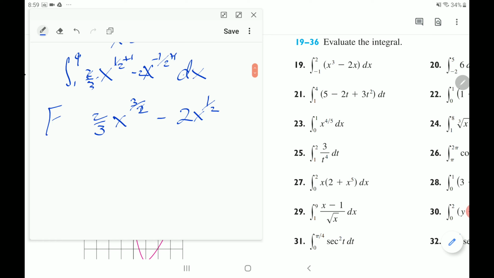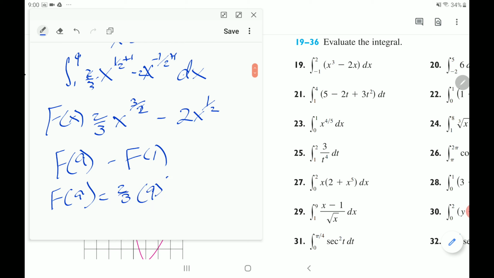So this is capital F of x. I'm just going to continue to do this. So F of 9 minus F of 1. Now F of 9, that's going to be fun. Well, let's do that. F of 9 is 2/3 times 9 to the 3/2 minus 2 times 9 to the 1/2.